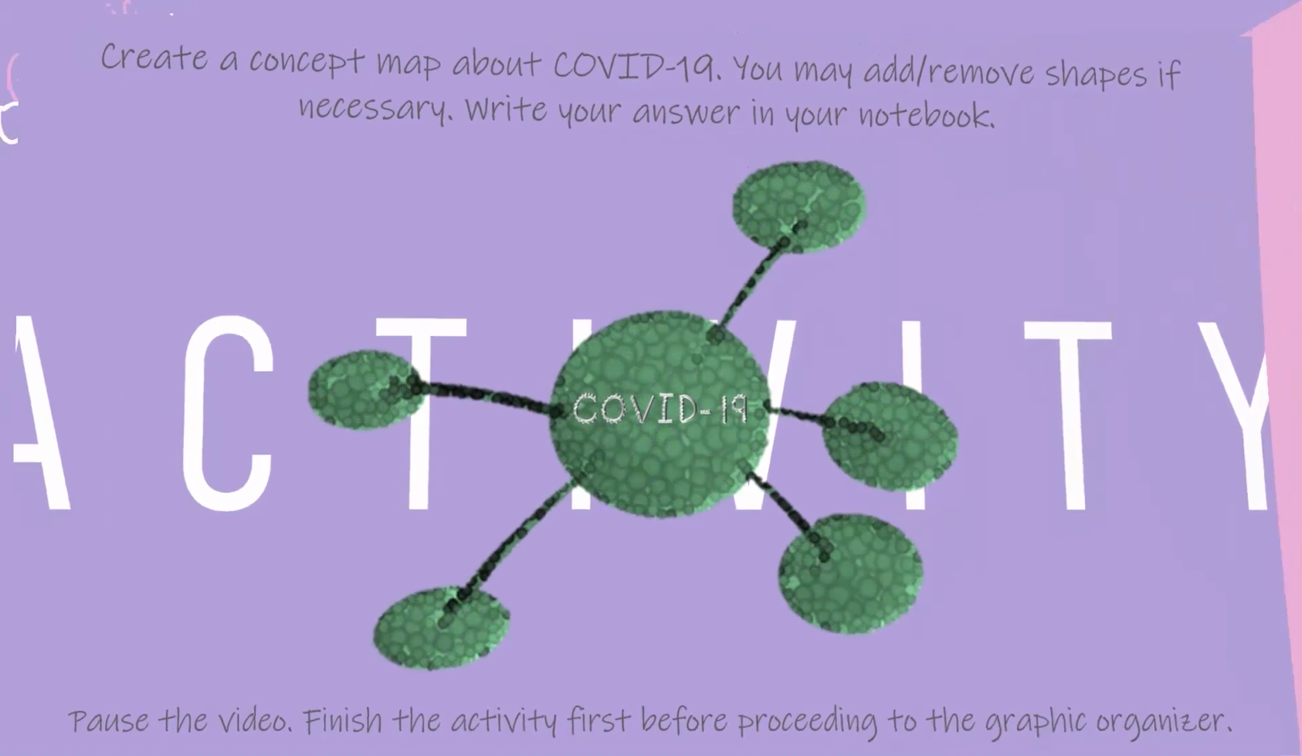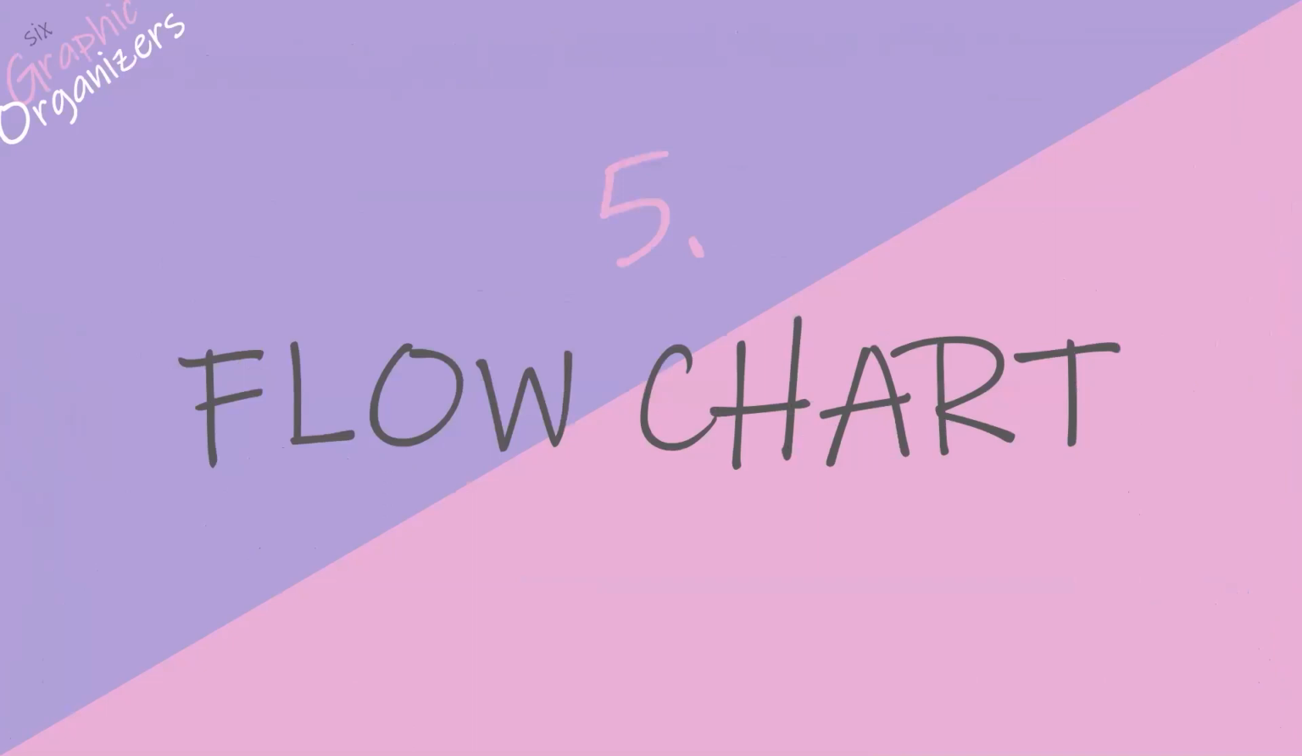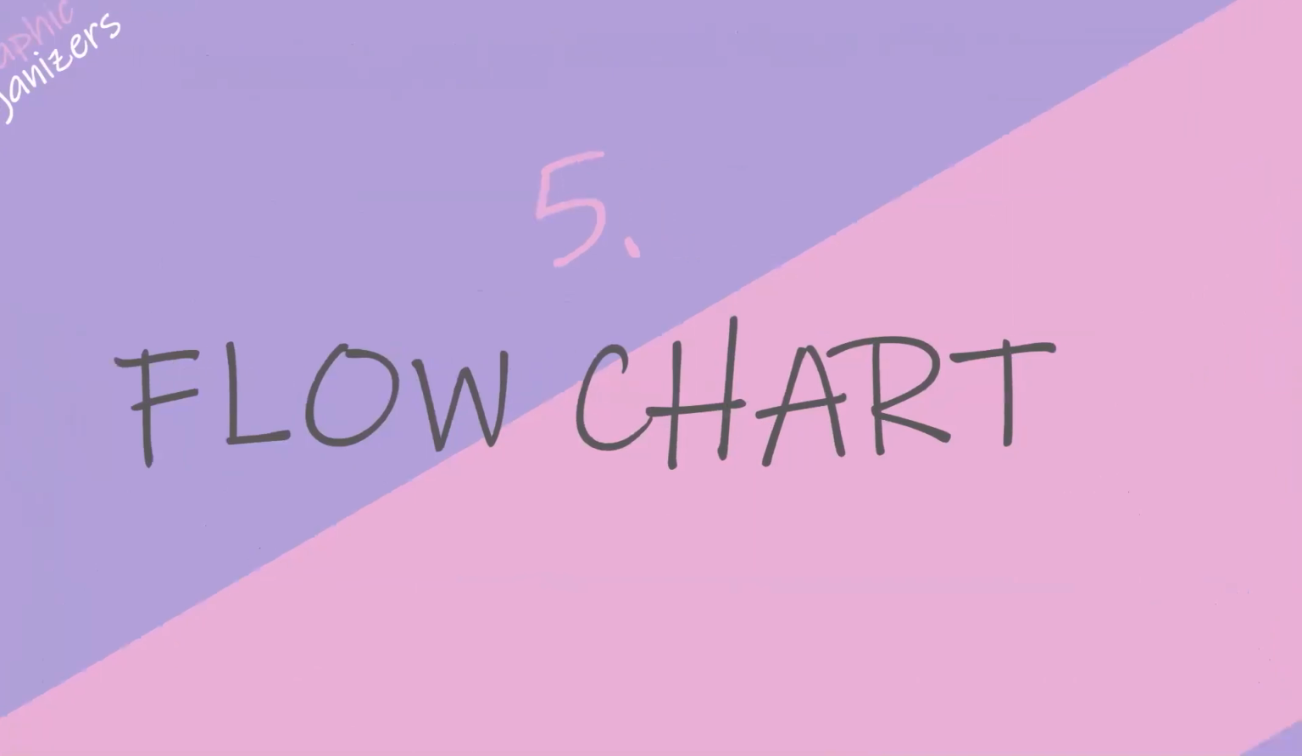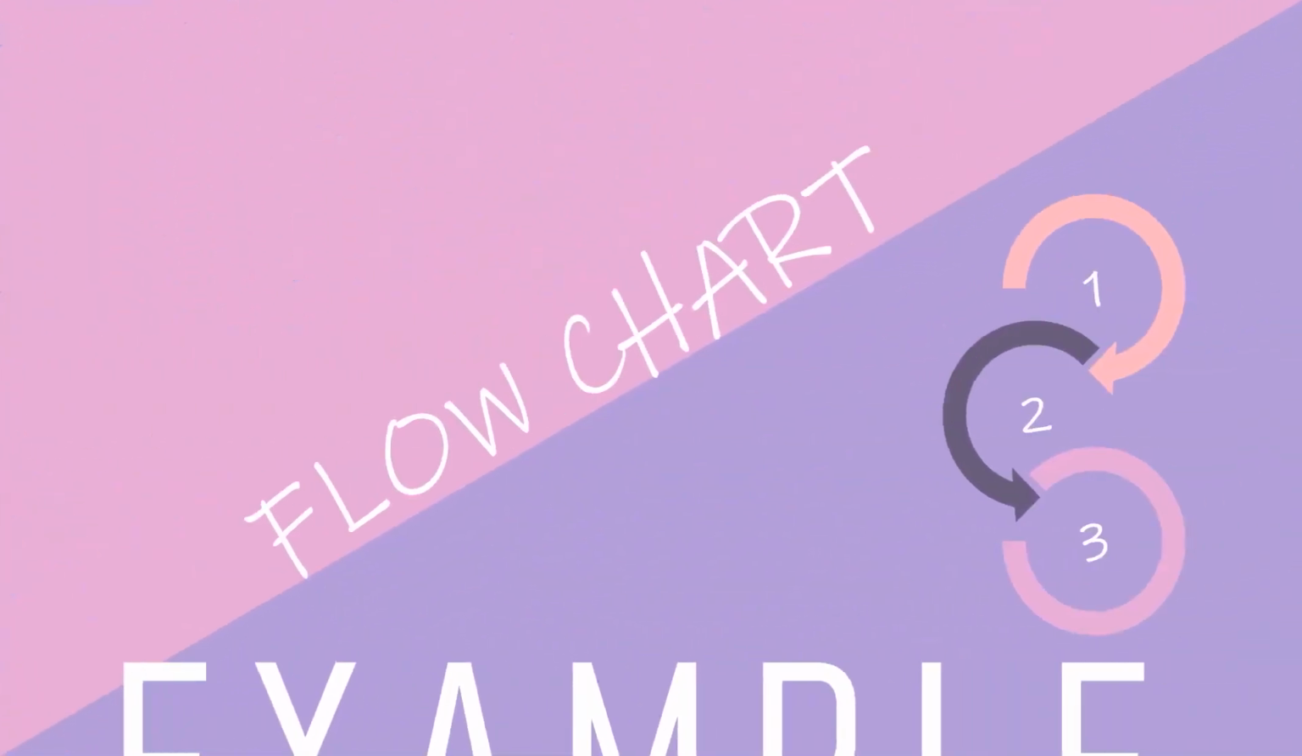Number 5. Flowchart. A flowchart or a flow diagram is a diagram which represents the sequence of actions in a particular process or activity, and it is a step-by-step progression through a procedure.